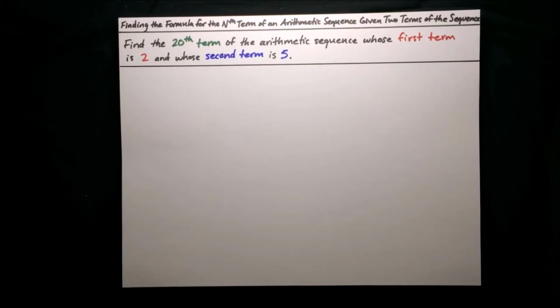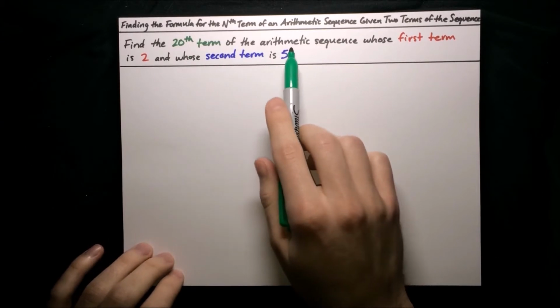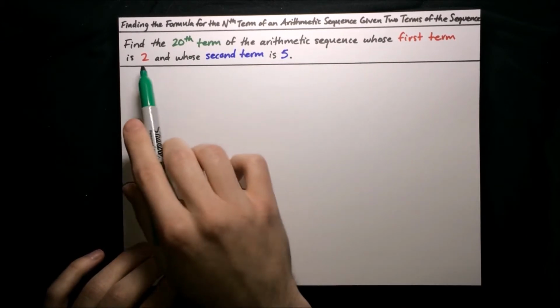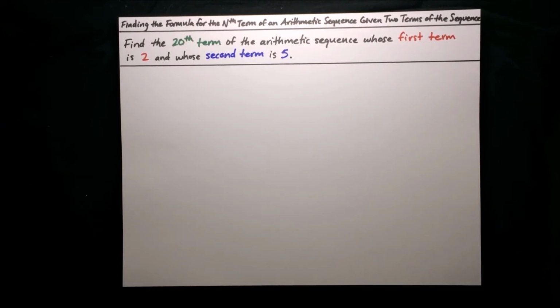In this video, I'm going to show you how to find the formula for the nth term of an arithmetic sequence given two terms of the sequence. In our first example here, we want to find the 20th term of the arithmetic sequence whose first term is 2 and whose second term is 5. Okay, so let's write down what we know.